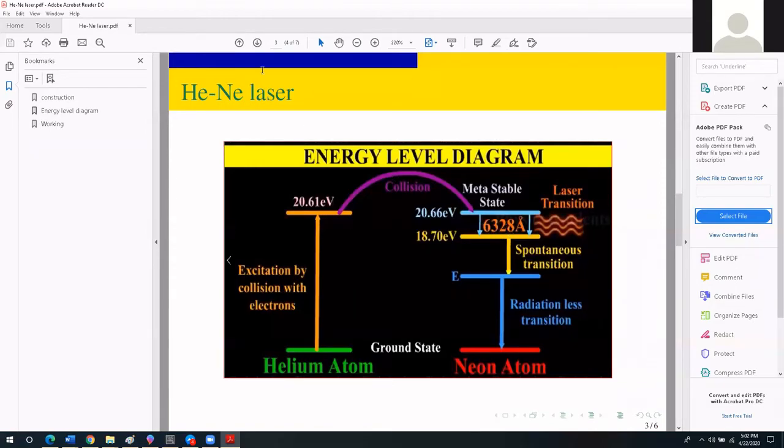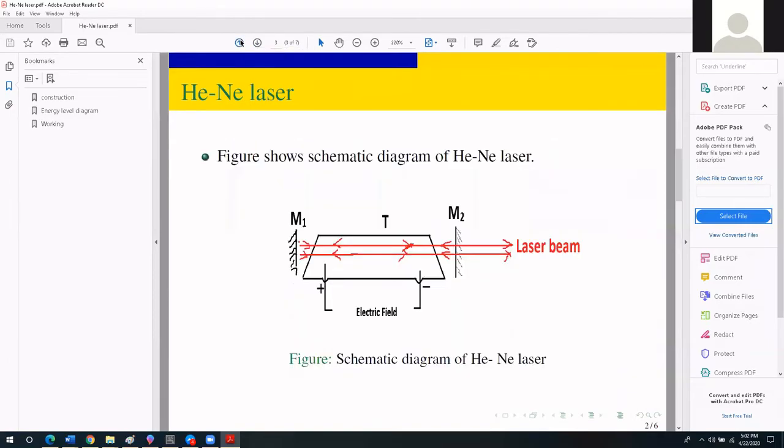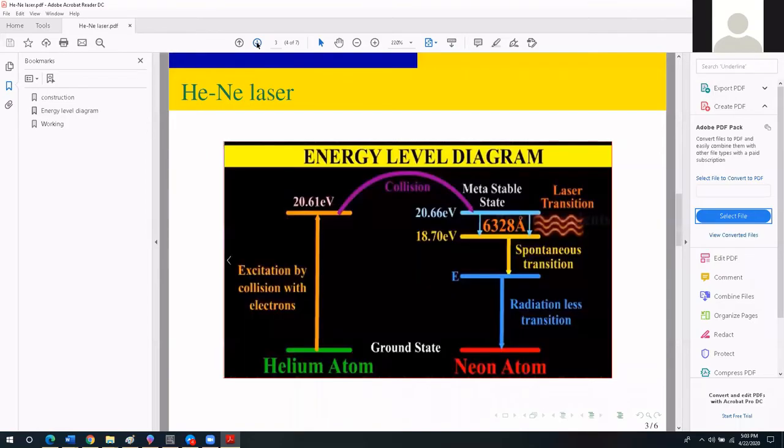This photon undergoes multiple reflection, because of these two reflective mirrors, and it influences other excited atoms to de-excite. And what happens? Amplification of photons by stimulated emission is achieved. That is another important point for the laser light.